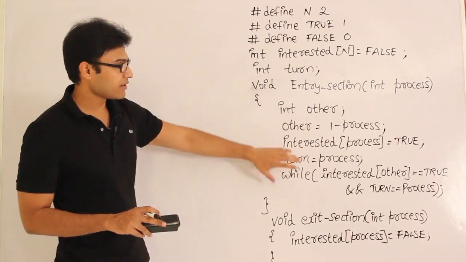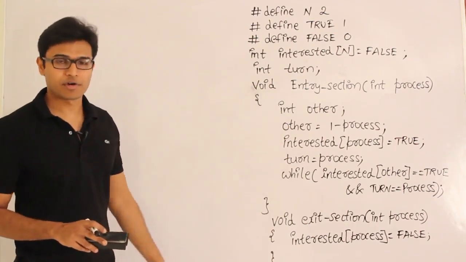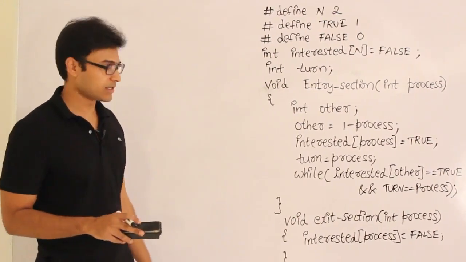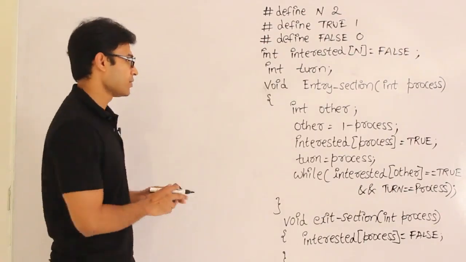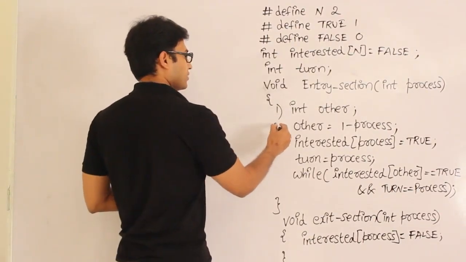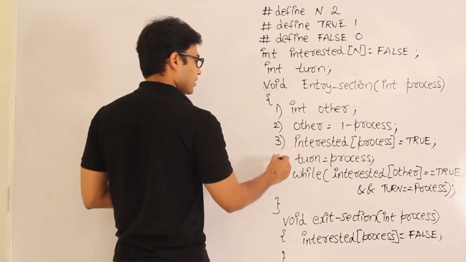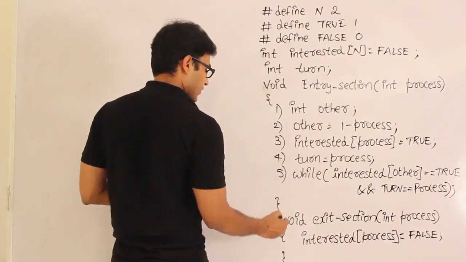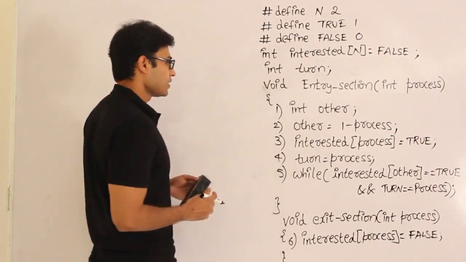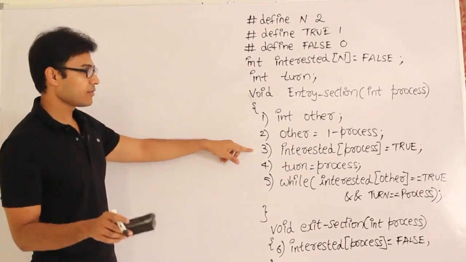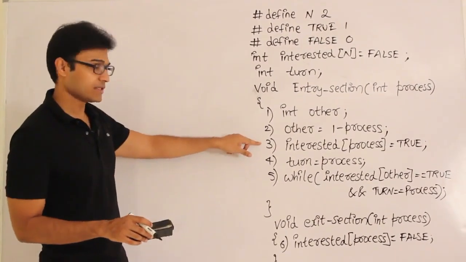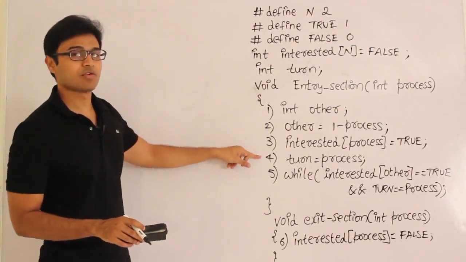Now which one will enter the critical section first? That is what I wanted to know. What I mean to say is, let us say one process has executed line number 3. Assume that one process has executed line number 3, right? And then the other process has entered after this, and then it has executed line number 4.